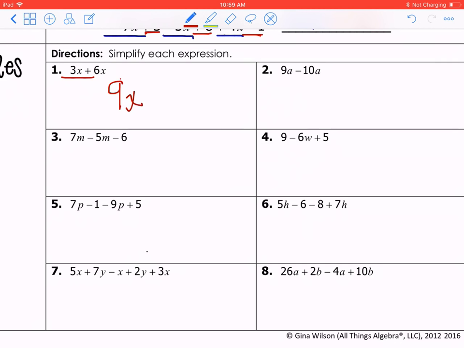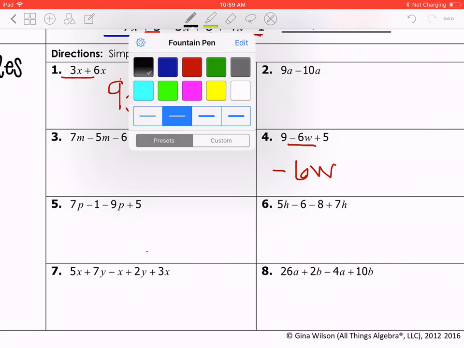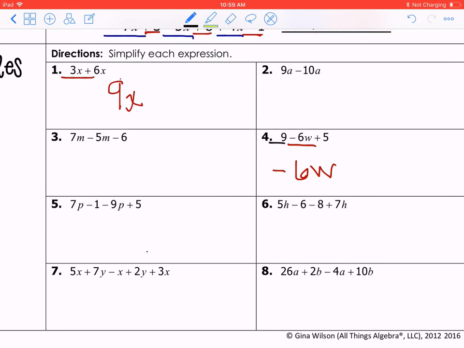For something like number 4, we only have the one variable. There's nothing to combine it with because there is no other w anywhere. So you're going to write that first because the variable, if we can help it, should go first. And then the other two are the constants. So the 9 plus the 5, which is a positive 14.